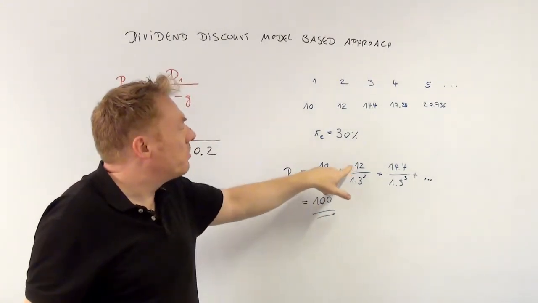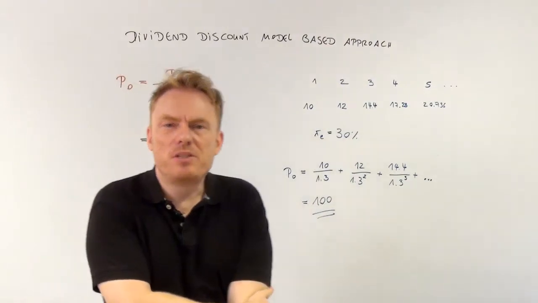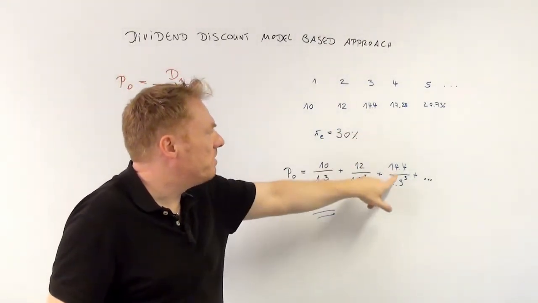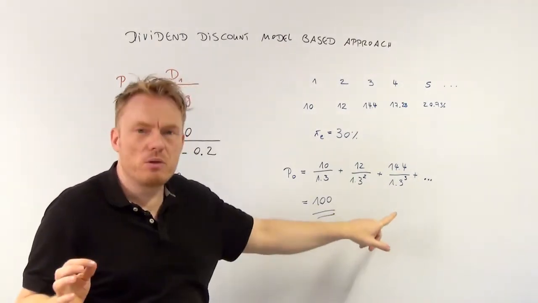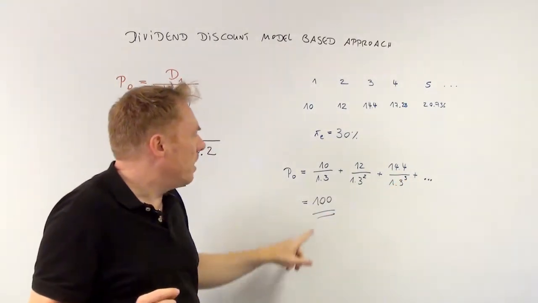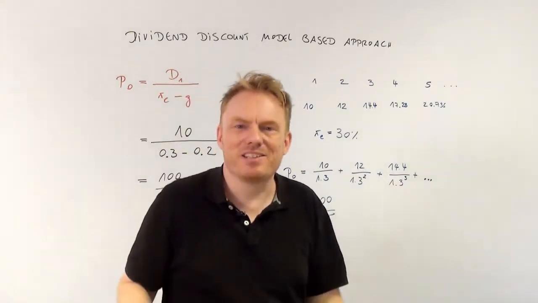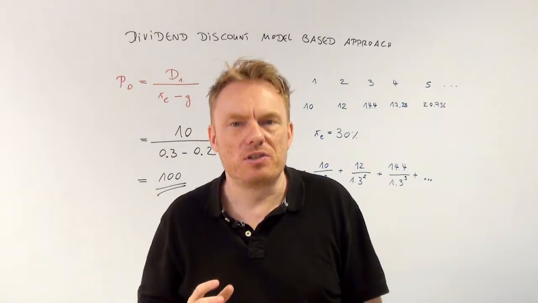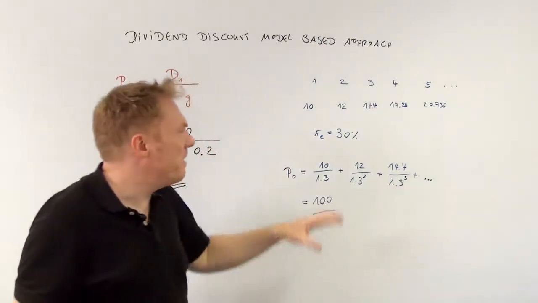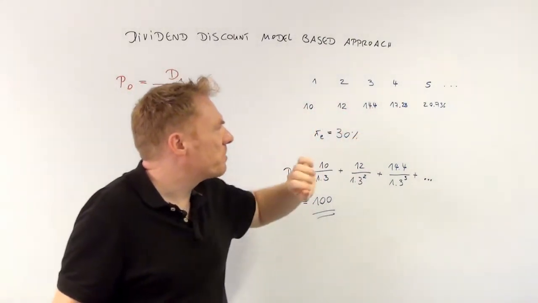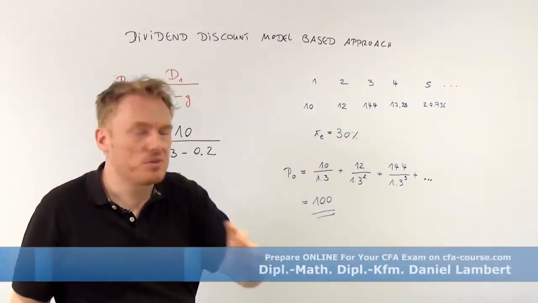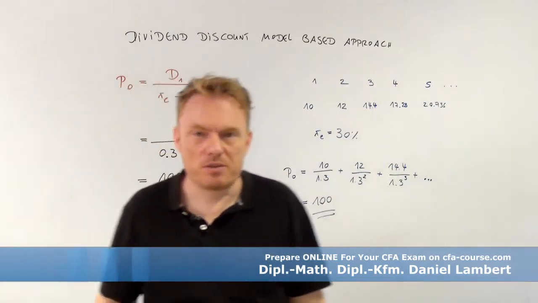And you need to divide $12 by 1.3 squared, and so on and so on. $14.40 divided by 1.3 to the power of 3, and so on. And this will again give us a result of $100. So the net present value of all those dividends having grown with 20% equals 100.